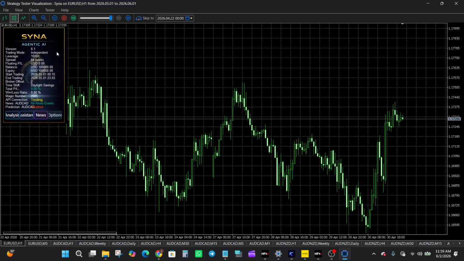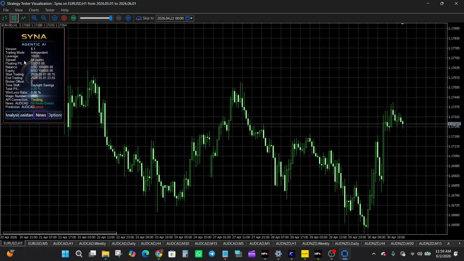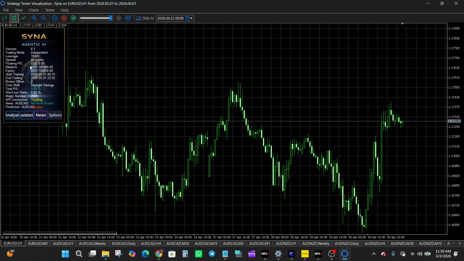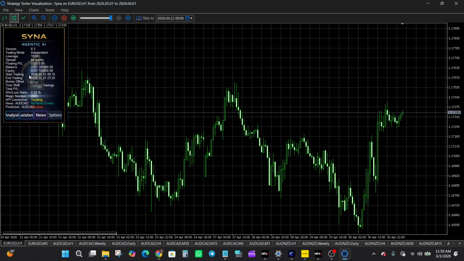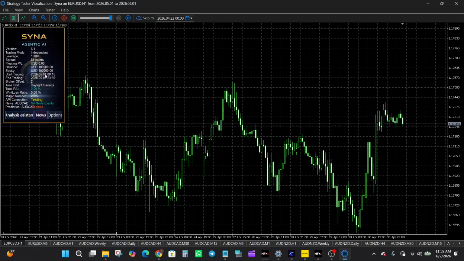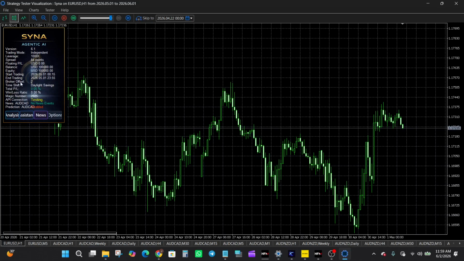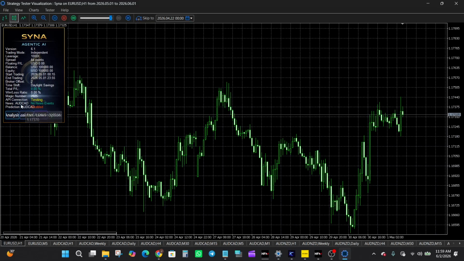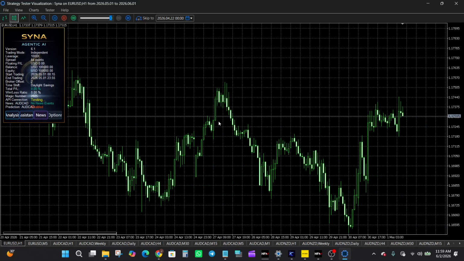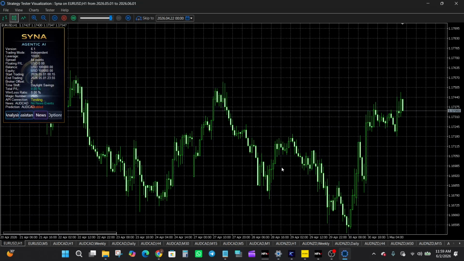So we can see this dashboard here showing the version, the trading mode, the leverage, the spread, floating P&L, the balance, equity, start trading, and end trading, which are the dates and time. And then we can see the broker offset, the time shift, total P&L, win and loss ratio, magic number, API connection, and then news, prediction, and all of that. We just wanted to see how the EA looks, and we're not exactly going to wait until the test is completed through the visuals.